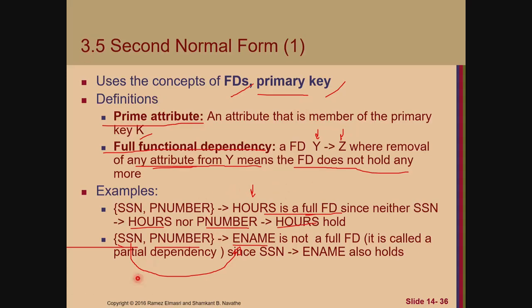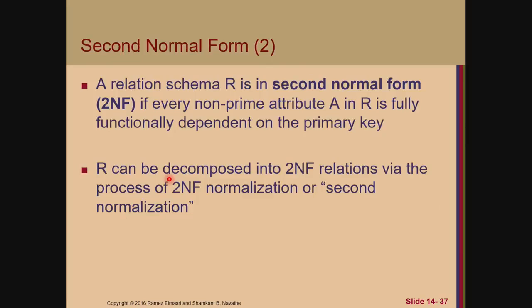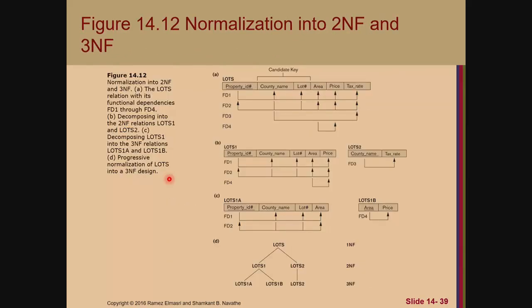Fully functional dependencies. Attribute member primary key. Okay, just primary key. If we talk about primary key, that's fine. B, decomposing into second normal form relation loss 1 and loss 2. What is it?